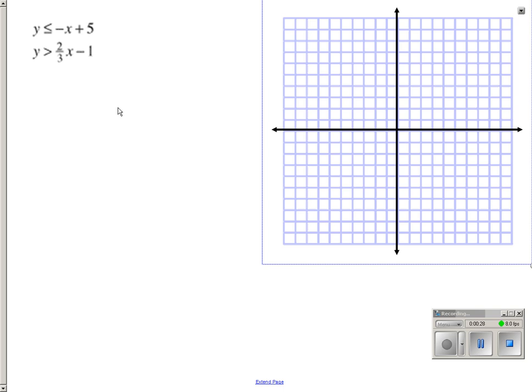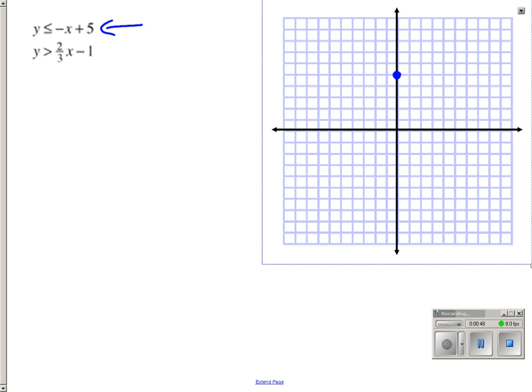So here we go. We're looking at the first one. I'll look at the first equation right there. y is less than or equal to negative x plus 5. And I'm going to graph that using my graphing shortcuts. So I'm going to start at 5. I'm going to go 1, 2, 3, 4, 5. And I got my y-intercept at (0, 5).